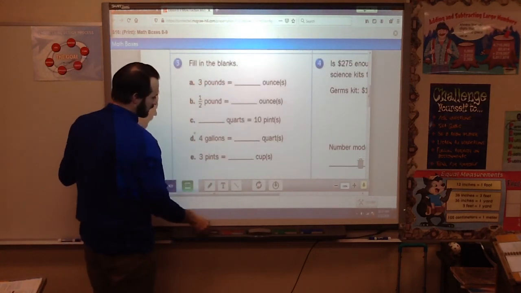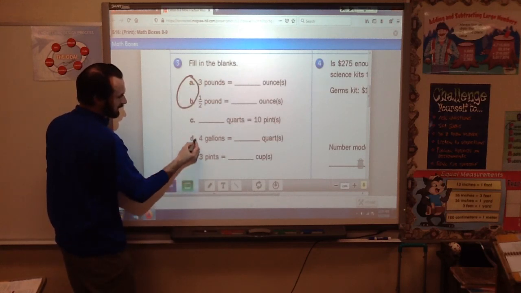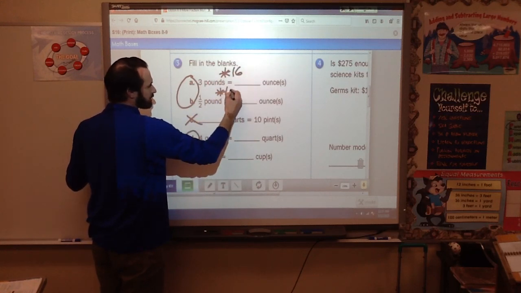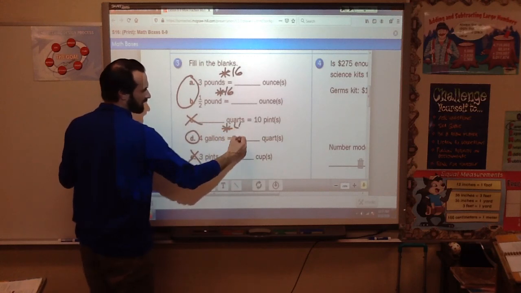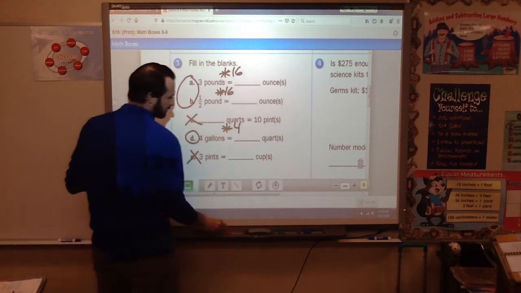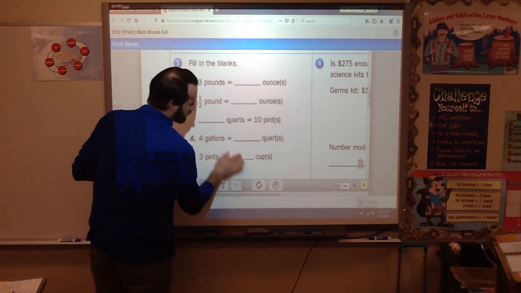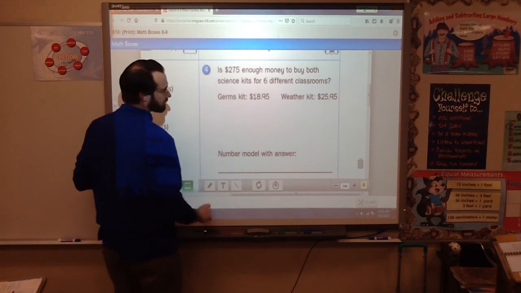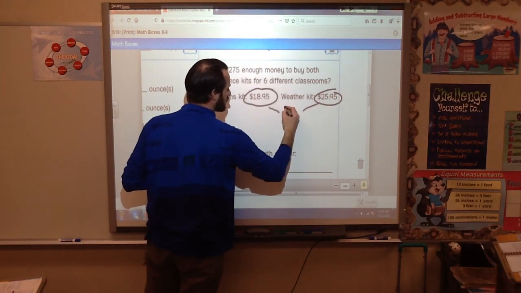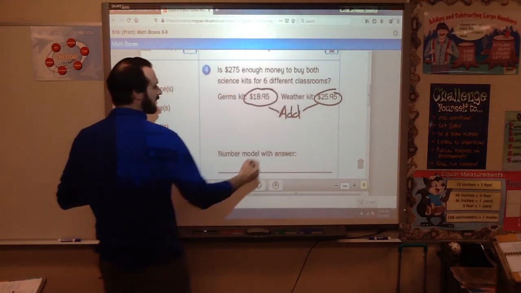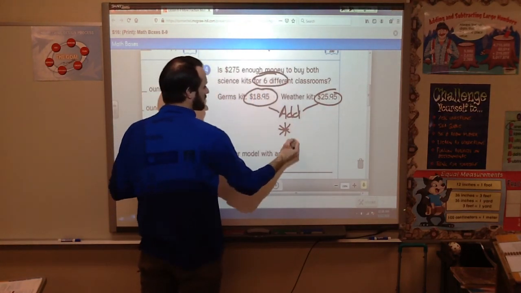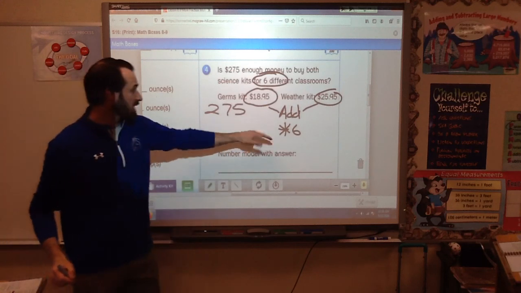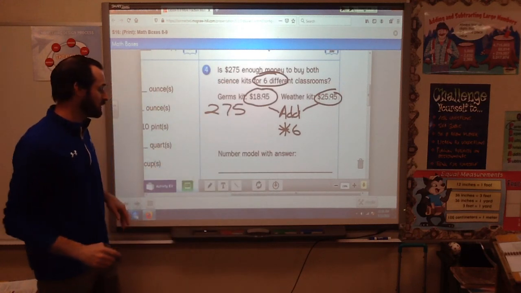For this one, we're going to do A, B, and D. We're going to skip C and E. For these two, multiply by 16. For this one, multiply by 4. Alright. Number 4. On this one, these two you need to add, then multiply that by 6. And then take that answer, and if it's bigger than 275, you don't have enough money. If it's less than 275, you do.